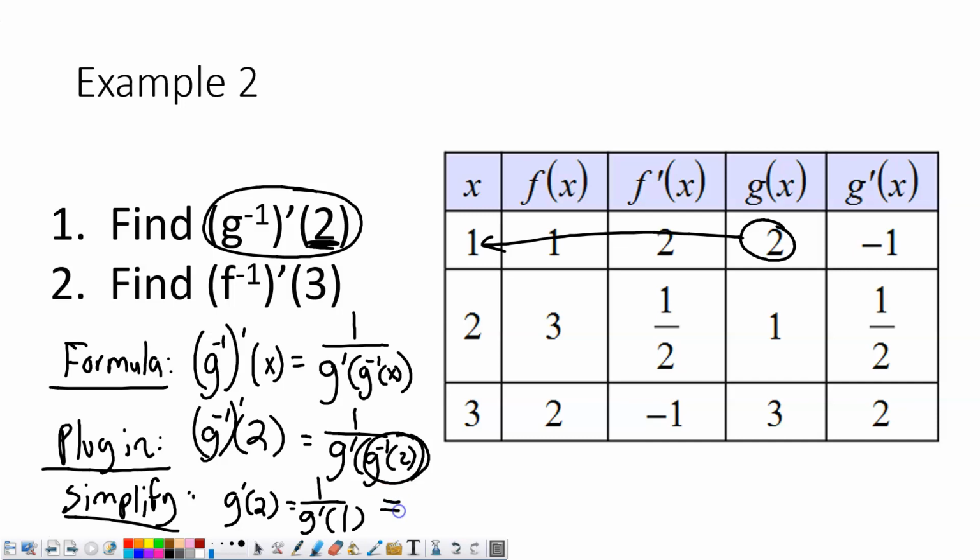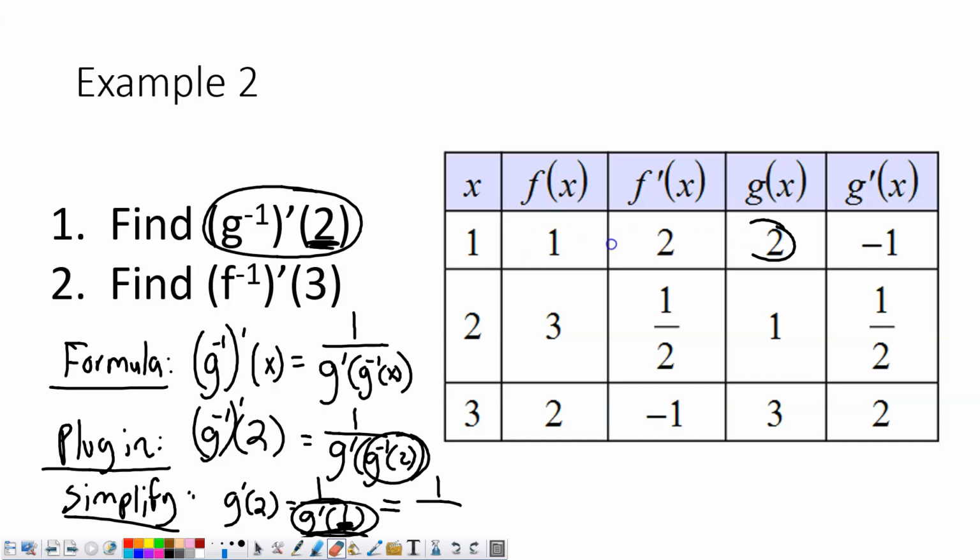But we're still not done. Now we need to do what is 1 over g prime of 1. And well, actually, I just need to find what's g prime of 1, right? So what is g prime of 1? Now this is normal. This is not an inverse, right? So that means that this is now an x value once again.